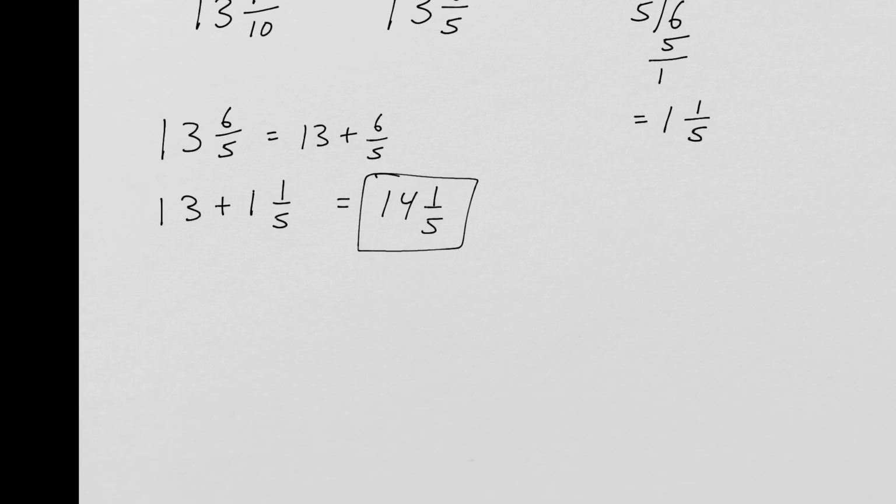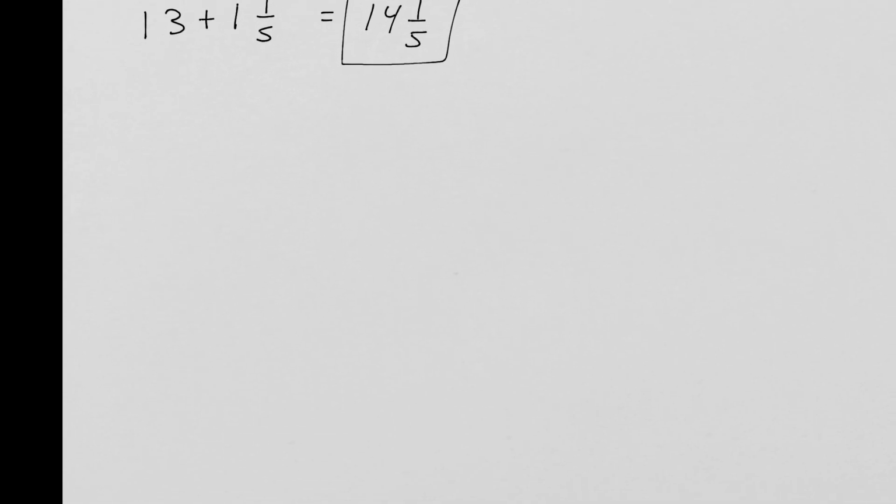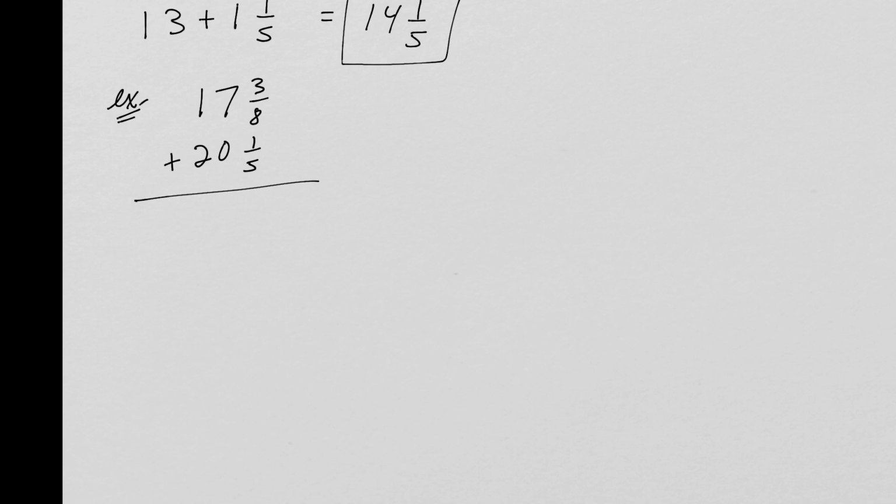Okay, let's do another one here. Let's say I want to add 17 3/8 plus 20 1/5. Okay, well here, I can't even add the fractions right away, right? Because I need to have the same denominator. So let's find the lowest common denominator. And you might be able to guess it. In this case, it's just going to be the product, right, of 8 and 5, because 5 is prime and 5 doesn't go into 8 at all.